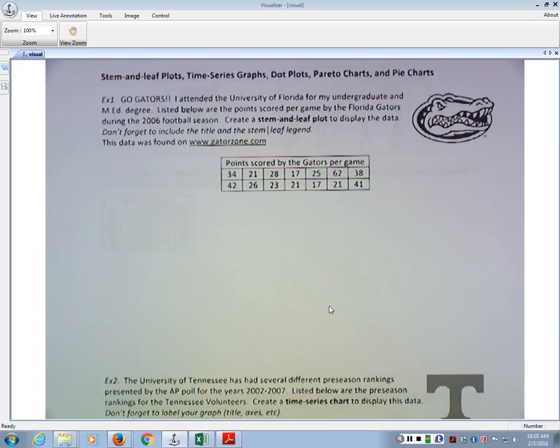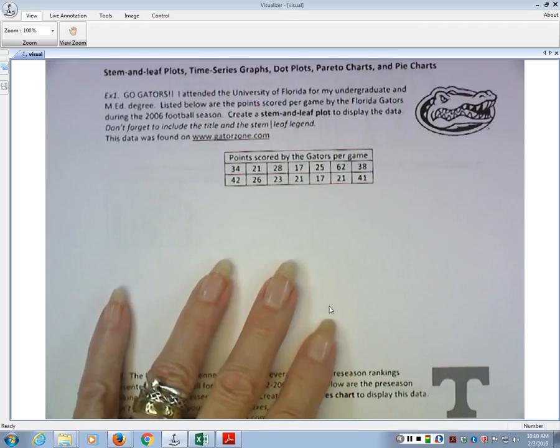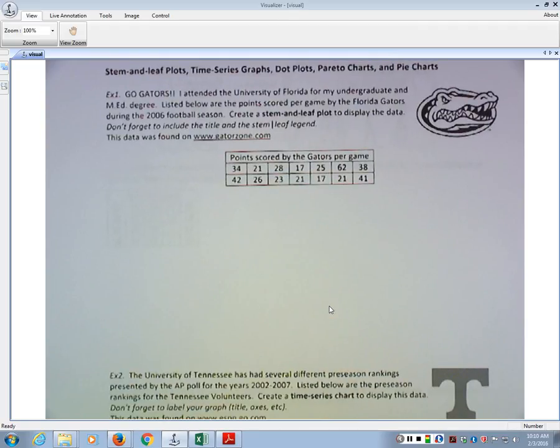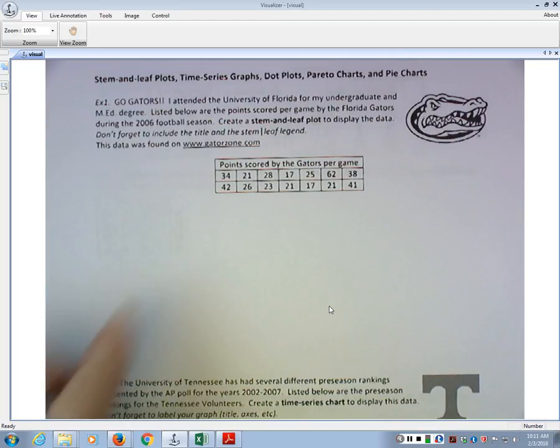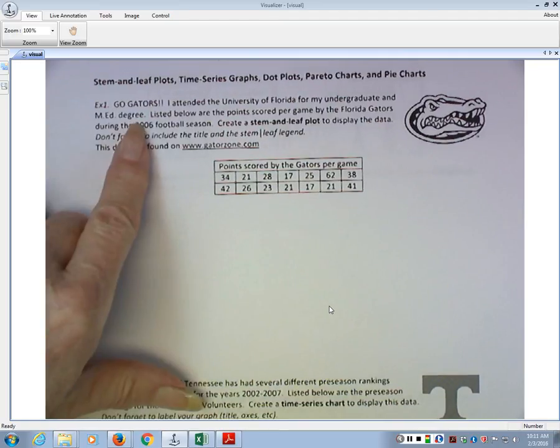Stem and leaf plots, on the other hand, you can do those with software, but they're really easy to do by hand. And you really don't want to do a stem and leaf plot with a big, huge set of data, like 2,000 numbers. This is something that you do if you only have a small set of data, and it's really easy to do.